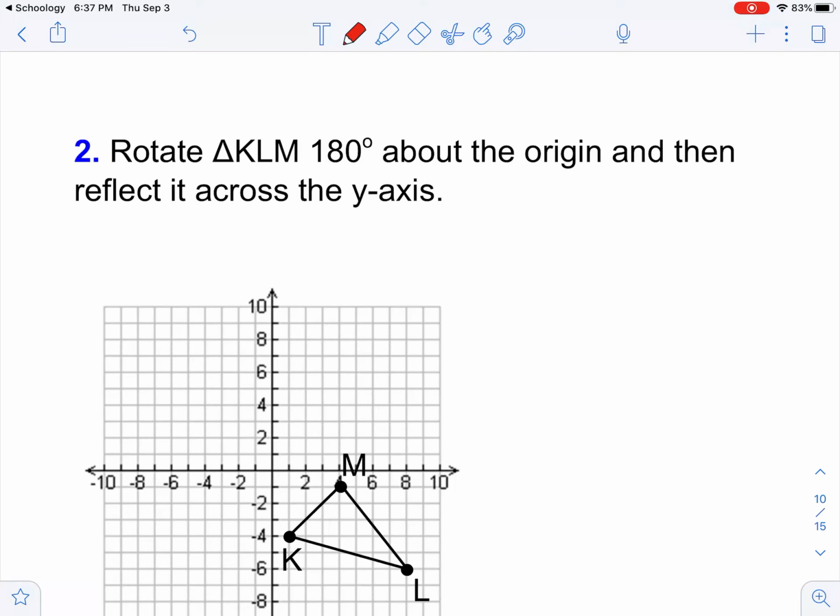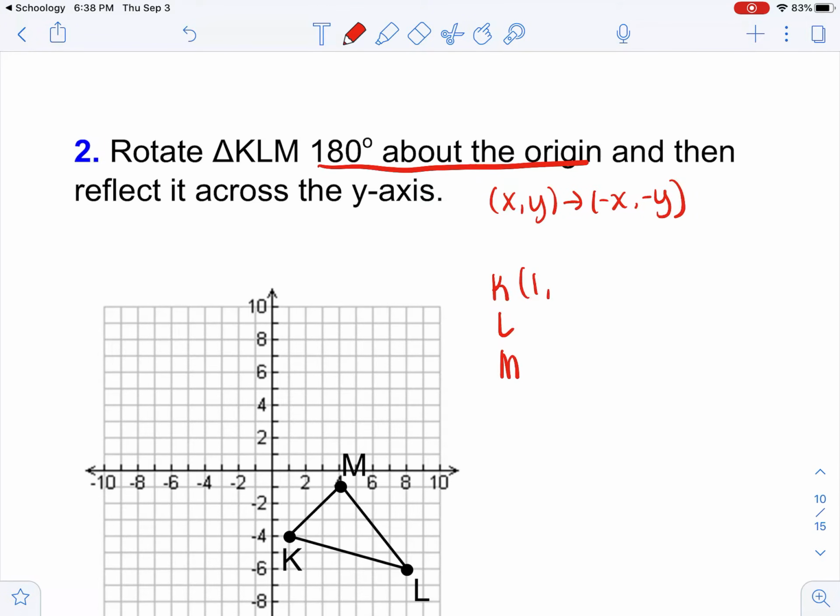Okay, next one. Rotate triangle KLM 180 degrees about the origin. Remember, I use rules for this. (x, y) becomes, for 180 degrees, (-x, -y). So I'm going to continue to use my rules. In order to use my rule, I need to know where my points are. So I'm going to write down where K, L, and M are.